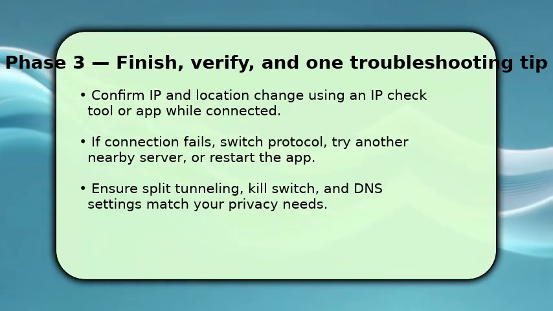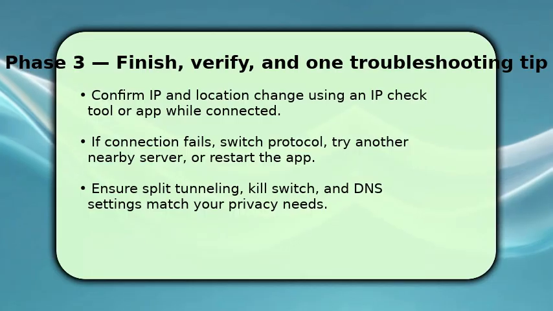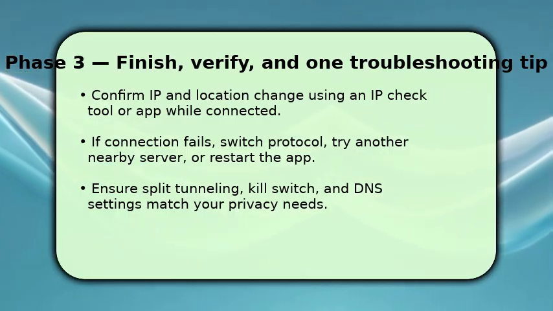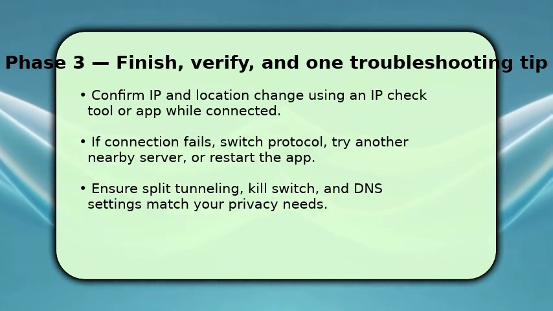Make sure kill switch and DNS settings are enabled when you need full privacy, and use split tunneling if only some apps should use the VPN. This prevents leaks and keeps your traffic aligned with expectations.